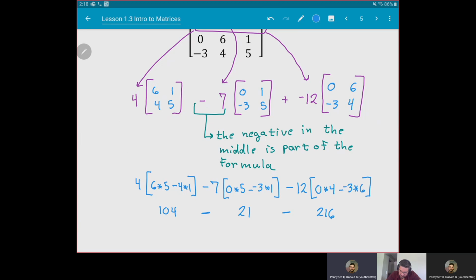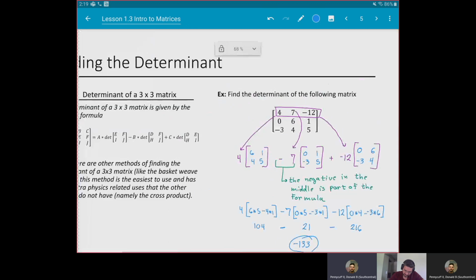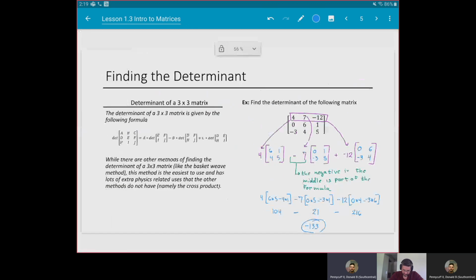And so that's going to be 104 minus 21 minus 216, which gives us a determinant of negative 133. Now keep in mind, the determinant is just a number. It can be a fraction, it can be a decimal, it can be 0, it can be positive, it can be negative, no big deal. So it can be a lot of different things.